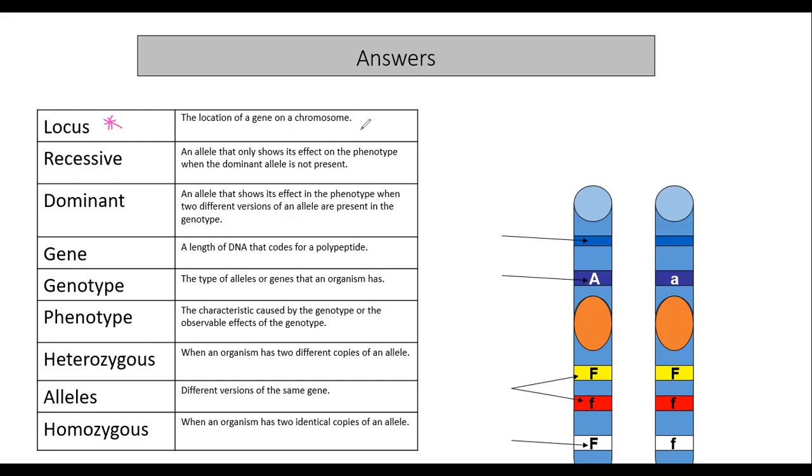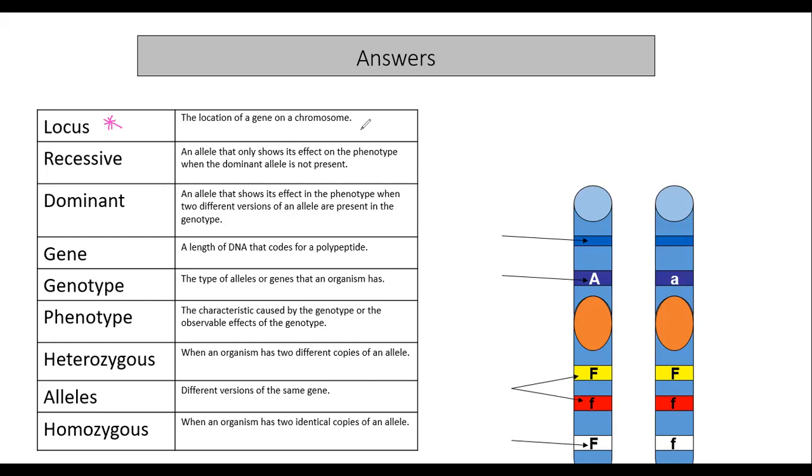Locus is just the location of a gene on a chromosome. It's quite a nice way to remember it, as locus sounds like location. So, the location of the gene on a chromosome. Recessive is an allele that only shows its effect on the phenotype when the dominant allele is not present. So that's important to remember.